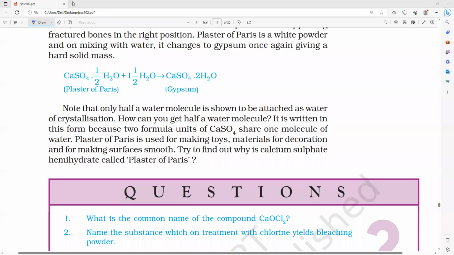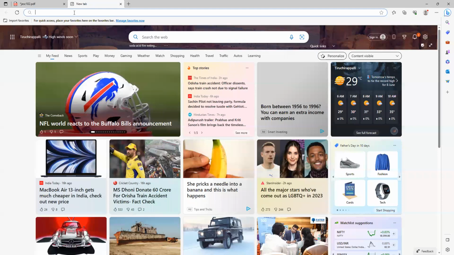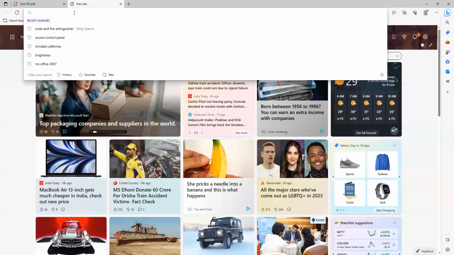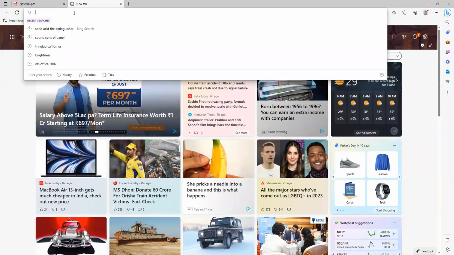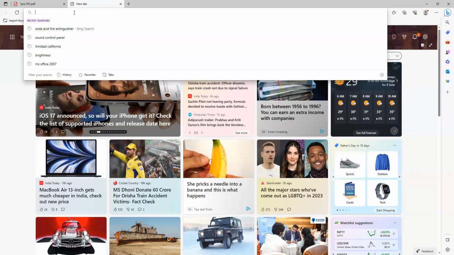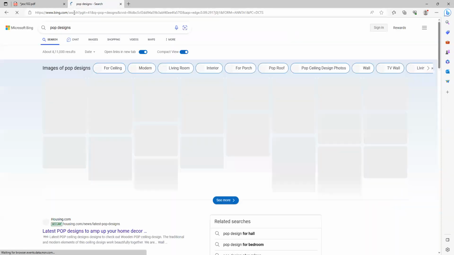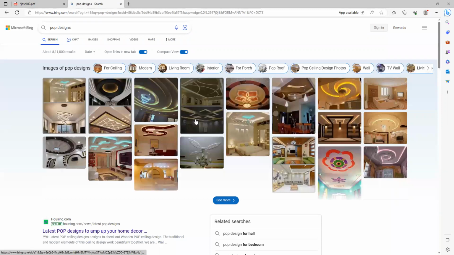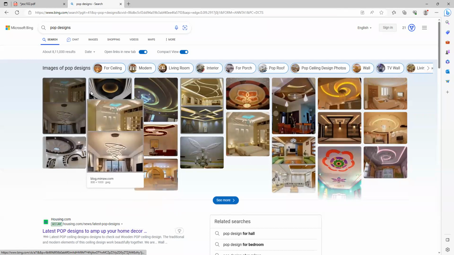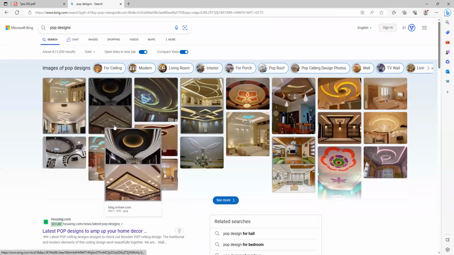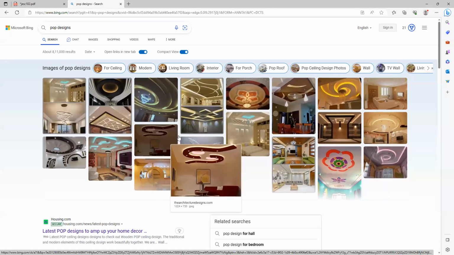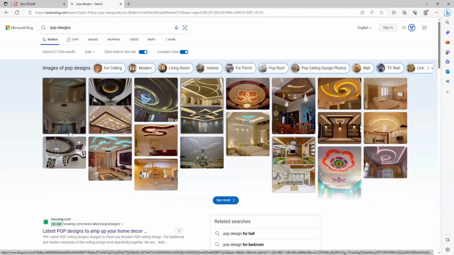So now I will show you the POP things. If you go to any hotels nowadays, you can check it for decoration. Even in our houses, there are many POP decorations, because this is what we use for POP designs. Have you noticed it on our roof? It will be seen like this. Have you checked it, everyone? These all are POP models only.